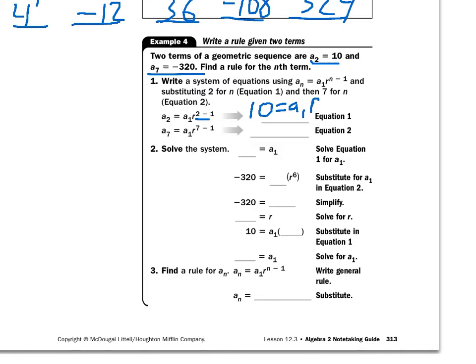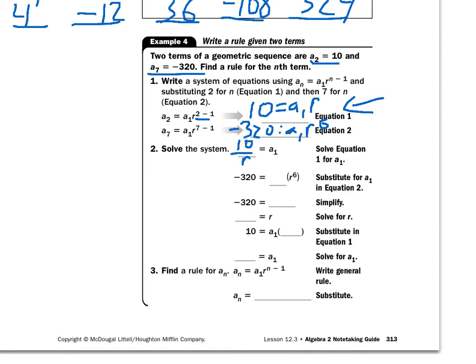The other one here is negative 320 equals a sub 1, which I don't know, times r to the 6th power. Okay. Now, if I'm trying to find a sub 1, if I take the first equation and I divide both sides by r, I get a sub 1 equals 10 over r.